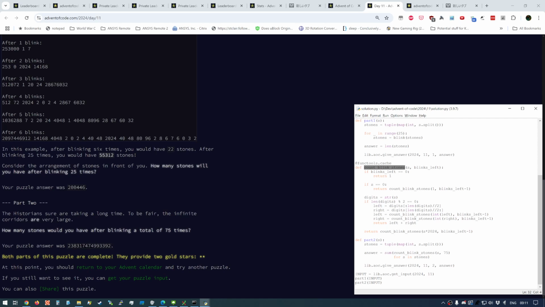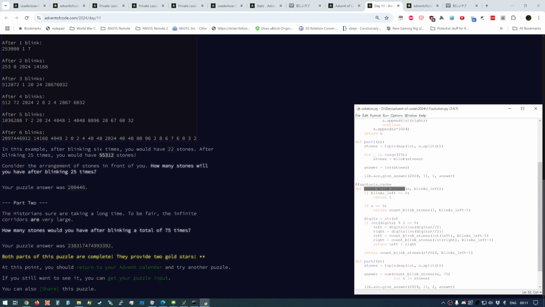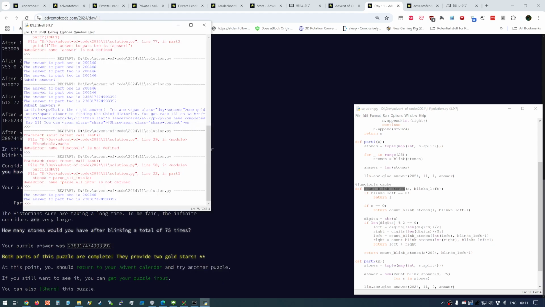But yeah, overall, I'm definitely more pleased with my performance today than the last couple days. I wish I were a little faster to notice the memoization and dynamic programming approach for part 2, but still, rank, what was it, 130, 131? It's not too bad. I'll take that.